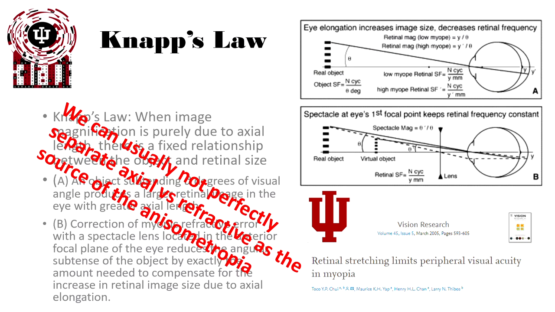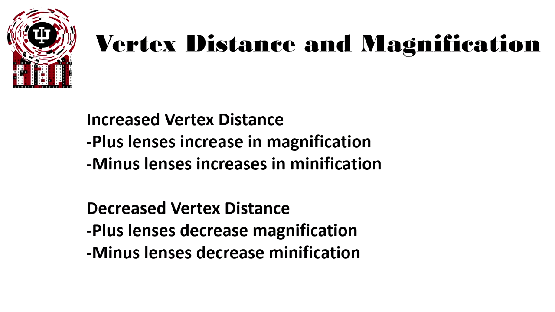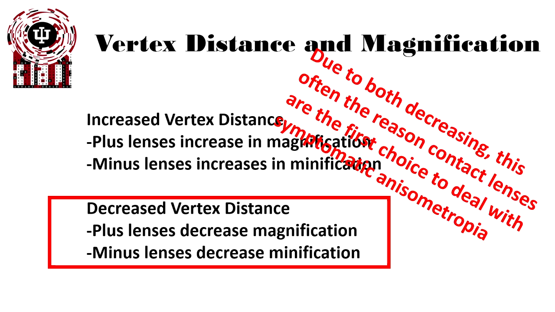However, we can't usually predict or perfectly separate axial versus refractive as the pure source of the anisometropia in most situations. One of the things we think of most in this situation is the vertex distance and magnification. Increased vertex distances increase the magnification in plus lenses and increase the minification in minus lenses. Decreasing the vertex distance decreases both the magnification and the minification of plus and minus lenses. Due to this decrease in overall magnification, contact lenses are oftentimes the first choice to deal with symptomatic anisometropia.